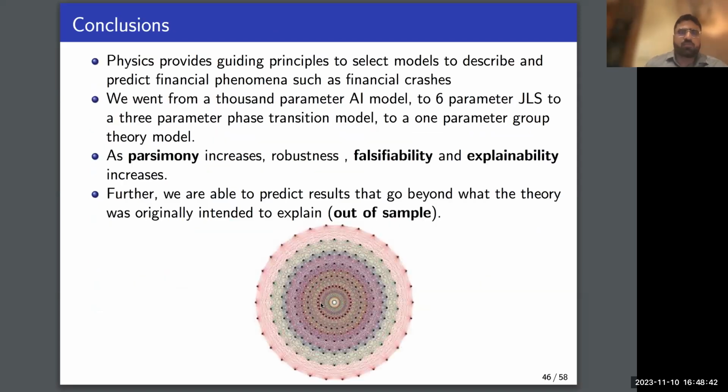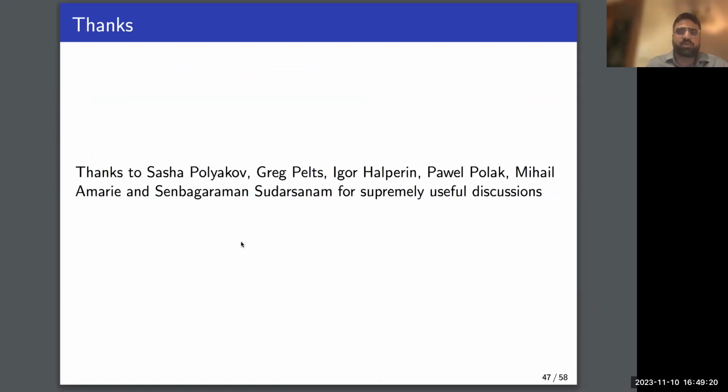And the basic conclusion is that physics provides certain guiding principles that help us select models to describe and predict financial phenomena such as financial crashes, and also other extreme events in nature as well. So we essentially went from potentially a 1,000 or a million parameter model to a 6 parameter LPPL model to 3 and 1 parameter models, and we saw that as parsimony increases, so do falsifiability, explainability, and the ability to predict out of sample.